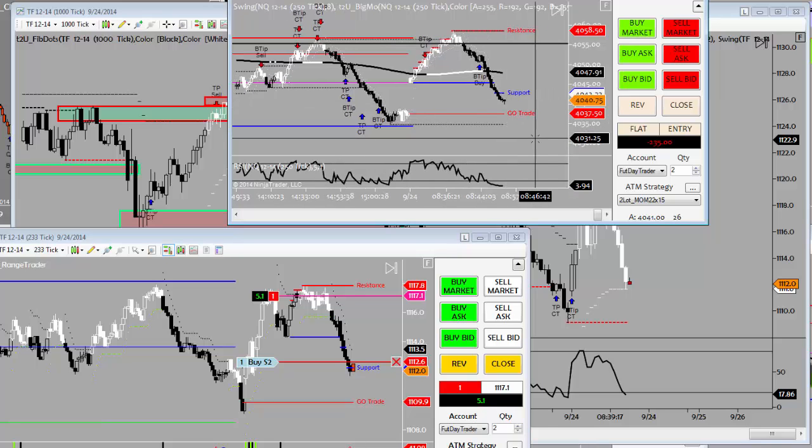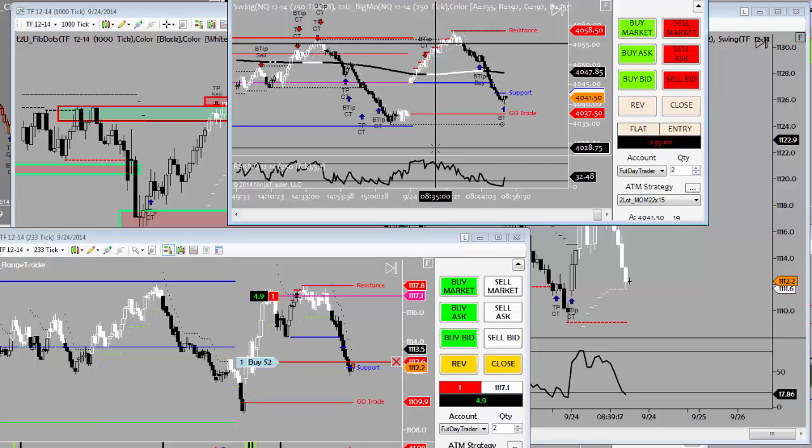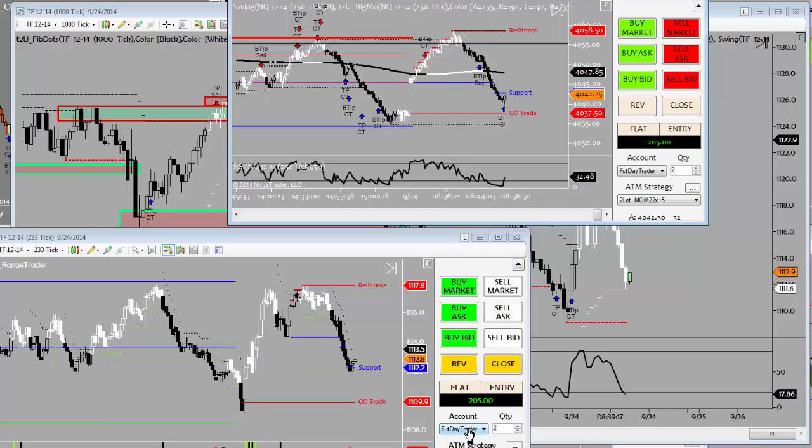NASDAQ traders, there's your 40, 40, 50 target. So NASDAQ all flat, bear rotation entry, right back into our resistance level. All right, so I'm going to leave this one out there. There we go. So Russell out on the trail stop, all flat there.